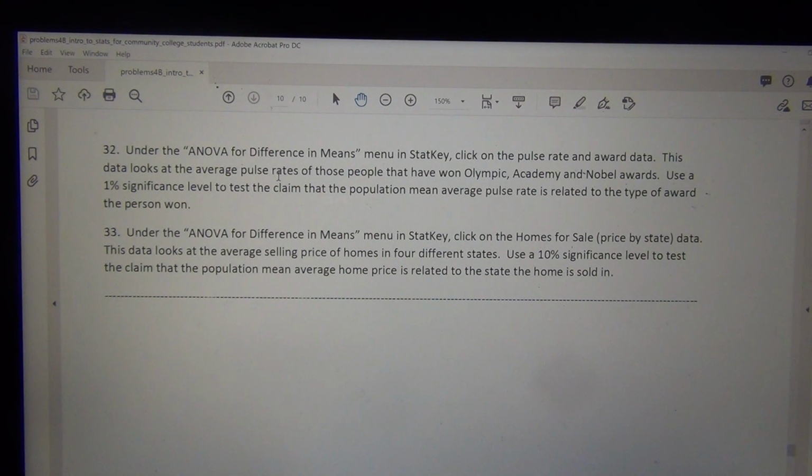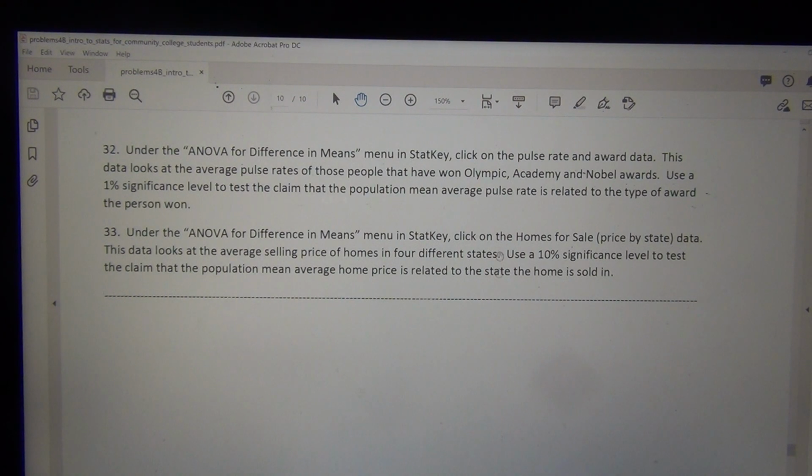So that means in a sense that the award they won is not related to their pulse. But if the mean average pulse rate was related, then we would see that the mean average pulses would be different for these awards, right? So if at least one is different, then that might indicate that winning these awards is somehow related to pulse rates. And that's what we're actually testing. They want us to test the claim that they are related. So I would expect the mean average pulse rates to be significantly different in these award groups.